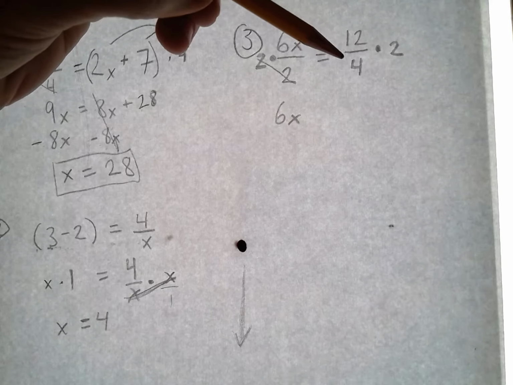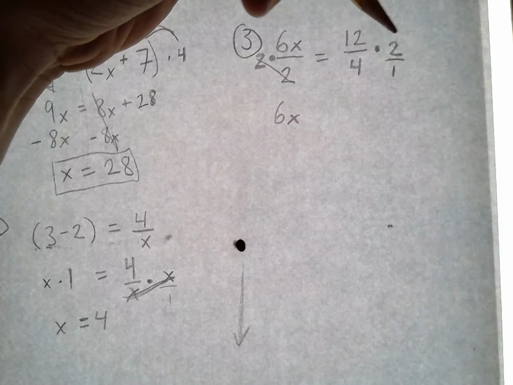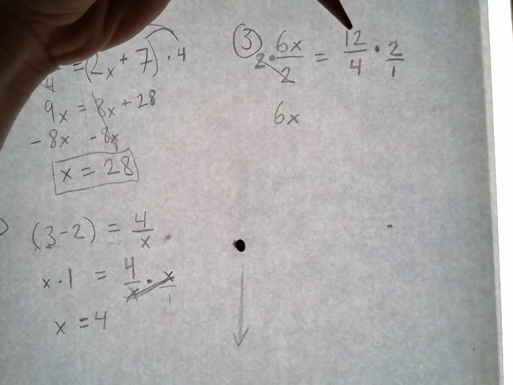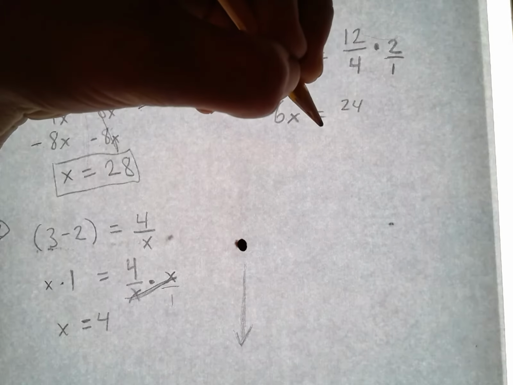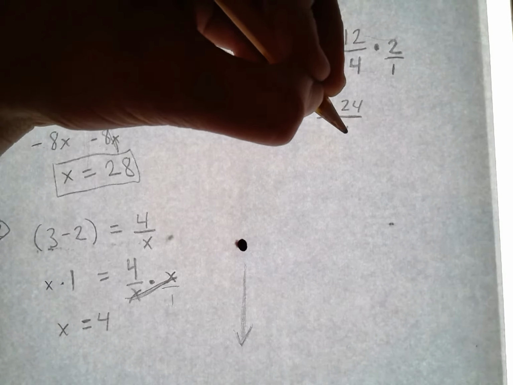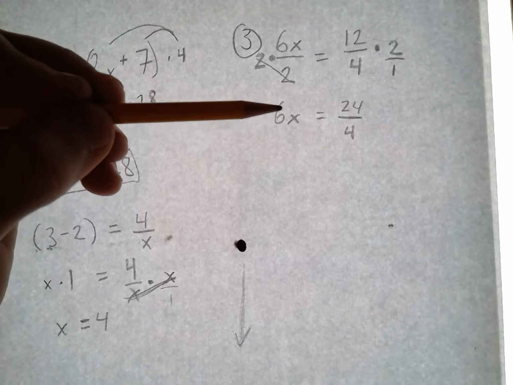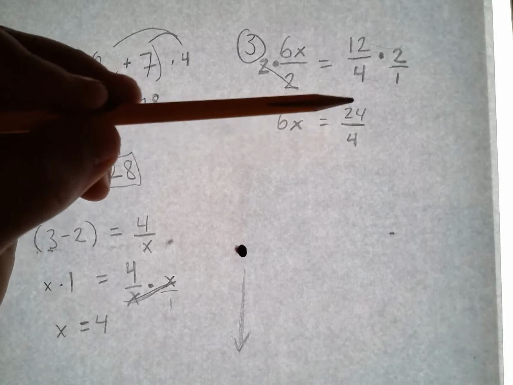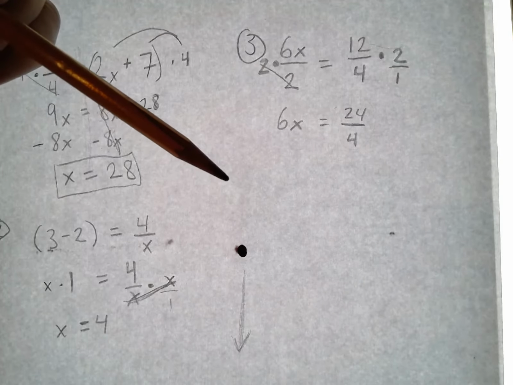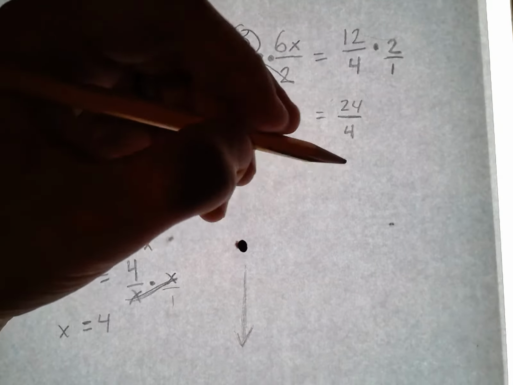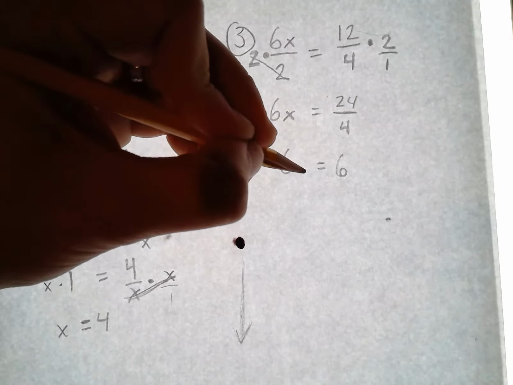Now 12 over 4 times 2, well, I can put it over 1, and then I just multiply straight across. Multiplying, you just multiply the top, multiply the bottom. 12 times 2 is 24. 4 times 1 is just 4. Now, I can keep getting this x by itself, but I see here on the right side I'm able to simplify, so let's start by doing that. 24 divided by 4 is, oh, just 6. And so I simplified there. I'll just bring down my 6x.